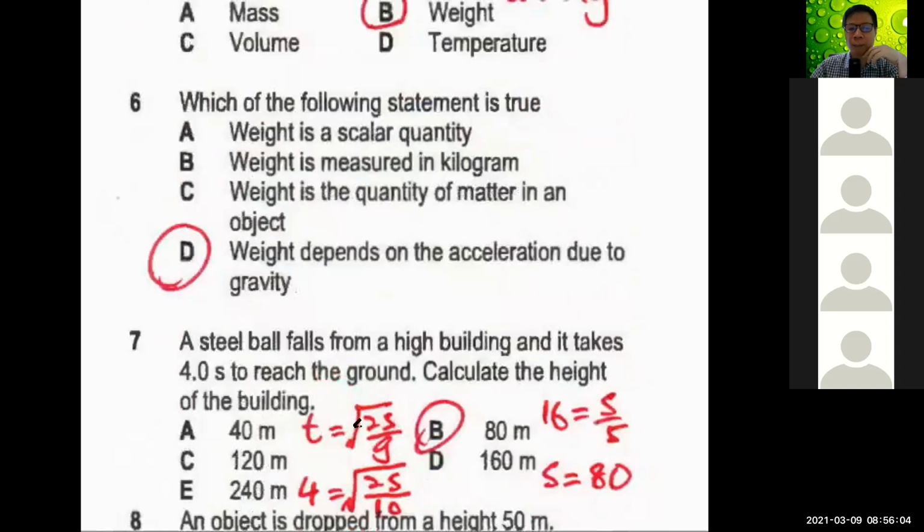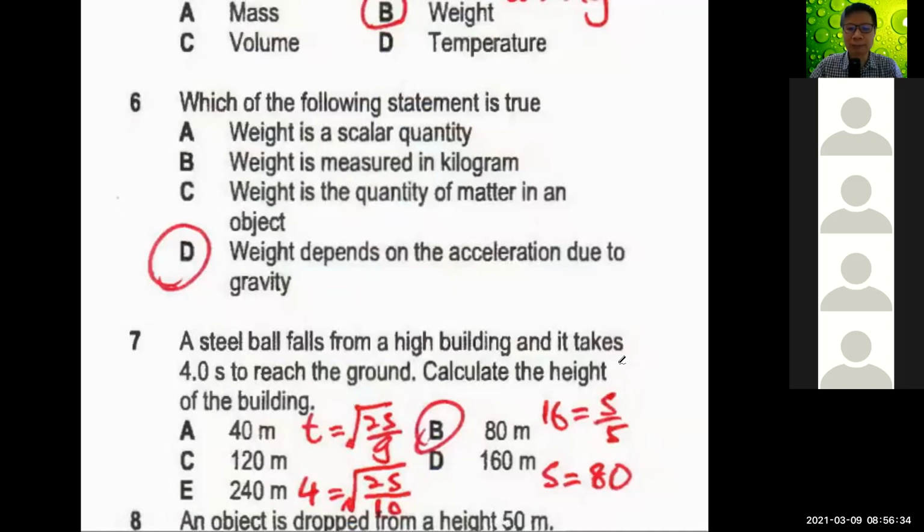Okay, so just apply the formula. Time equals the square root of 2s over gravity. So the time taken is 4 seconds, just put in, you find the s. Gravity is 10. Open the square root sign over here, you square the 4 becomes 16. Okay, 2 and 10 cancel, you get 5. So 80 meters. That's the answer. So the height of the building is 80 meters.